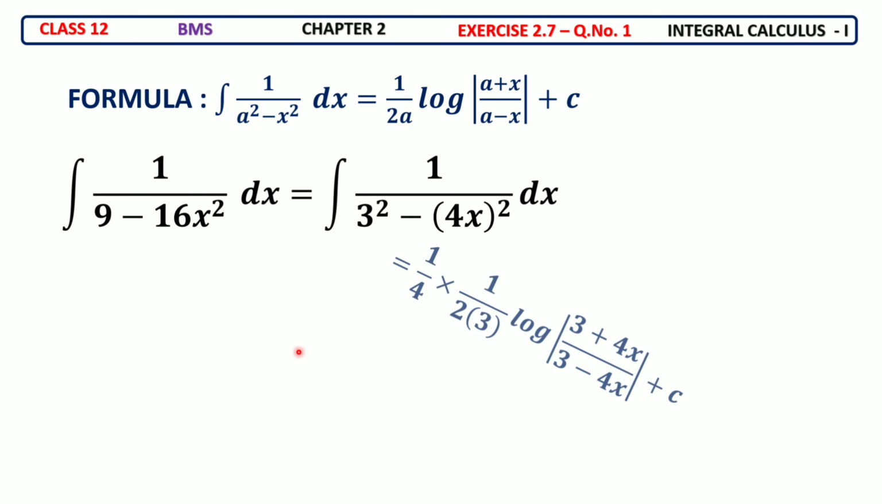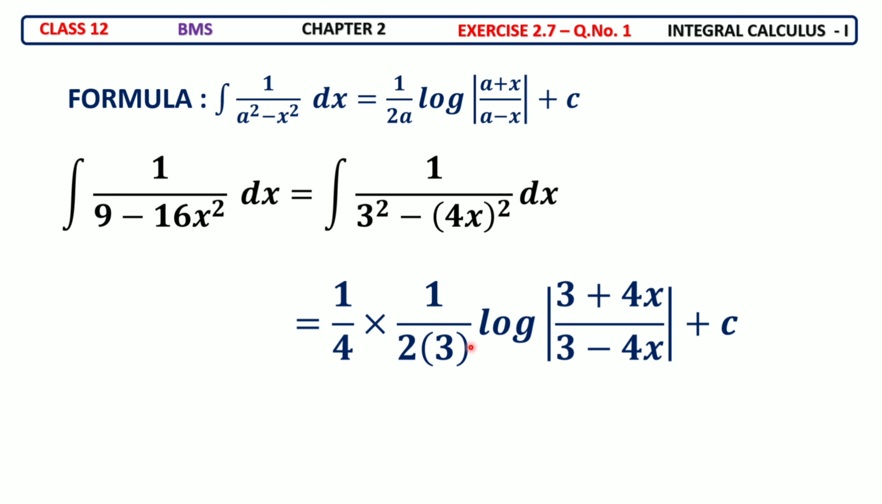Here 1 by 2a, what is a? 3, log of a plus x. What is a? a is 3, plus x. x is 4x, and a minus x, that is 3 minus 4x, plus c. Here modulus: always the log function is in modulus. And then one more 4. Why do you write 4 here? So look at the coefficient. What is the coefficient? That is 4x. Differentiate this 4x, the answer is 4.